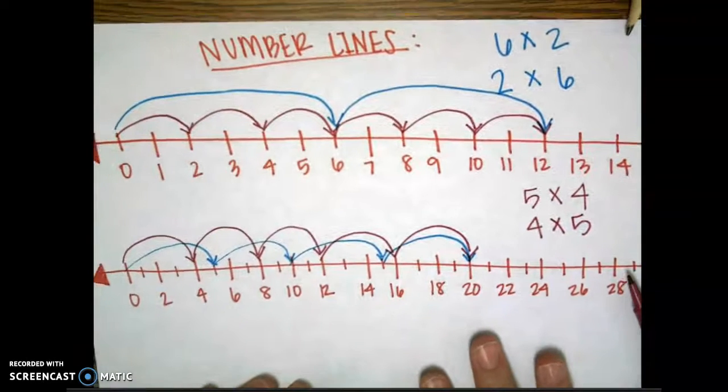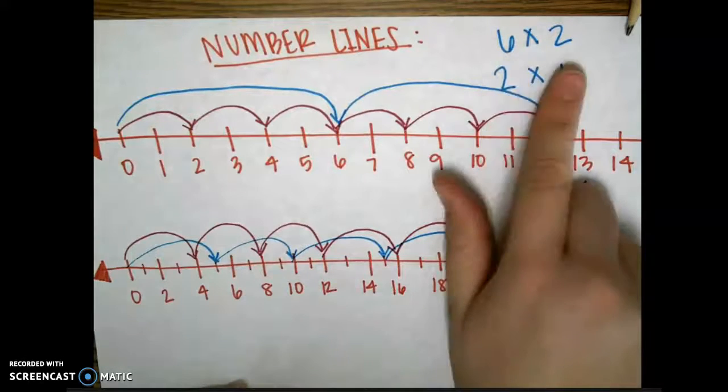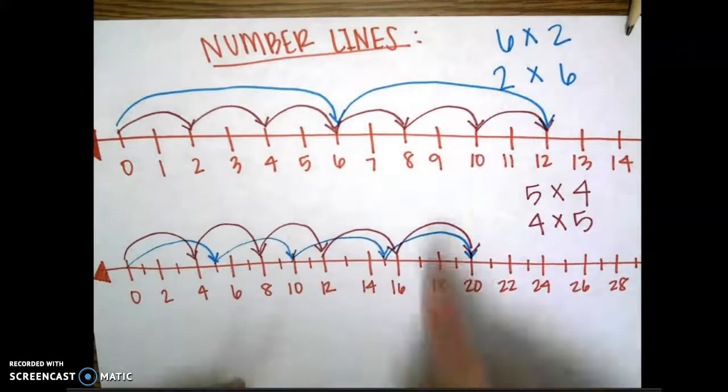So here's a little, again, just reviewing this. This is what it looks like to multiply using number lines, and I did the same 2 factors and I demonstrated them in different ways.